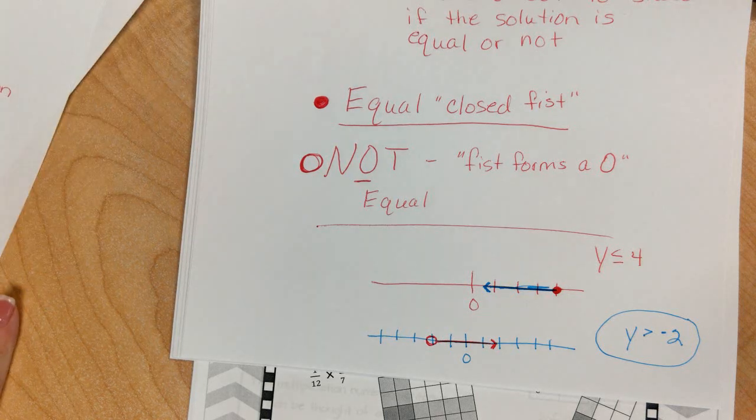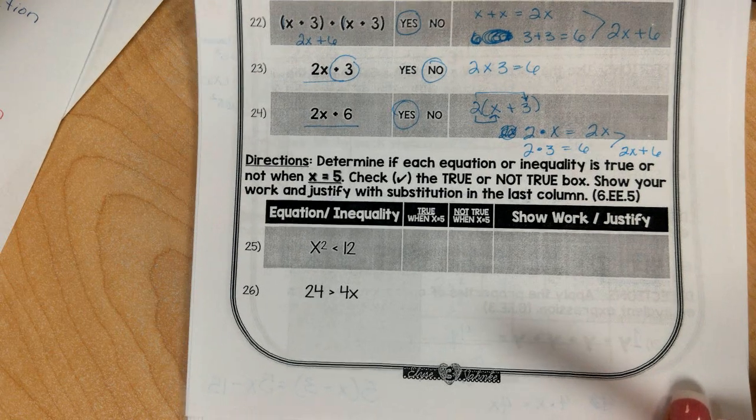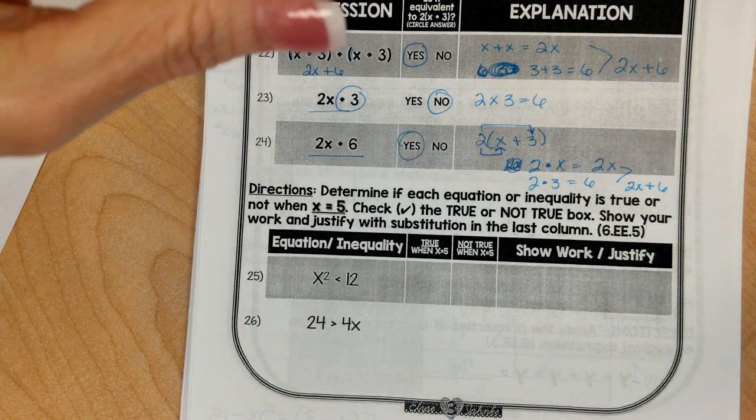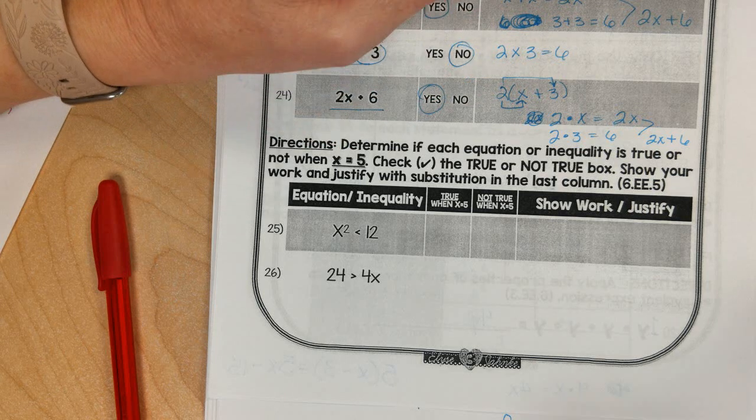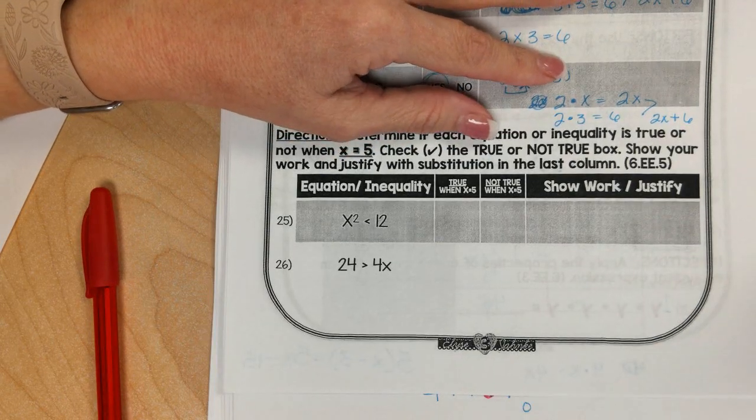So let's pull this out really quick. Let's look at this really fast, okay? So pull this out. Now, if you can't find yours, you'll have to get one in a minute.